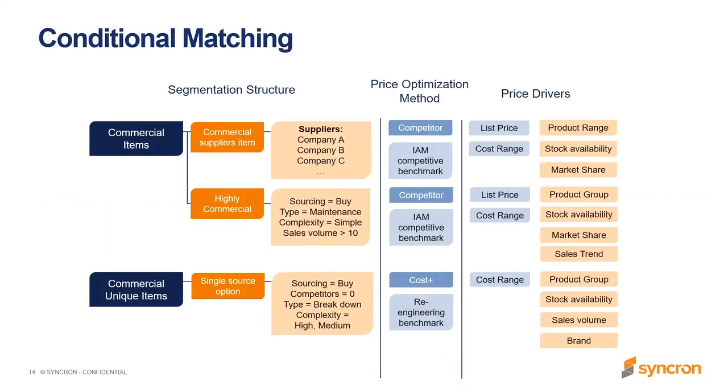Looking at conditional matching, that is the other way around. Instead of a product hierarchy approach, we try to identify what are the commercial supplier items. We take the supplier approach instead, to say that company A, company B, and company C, they are very loyal, let's say it like that. They are very transparent on their competitive situation.